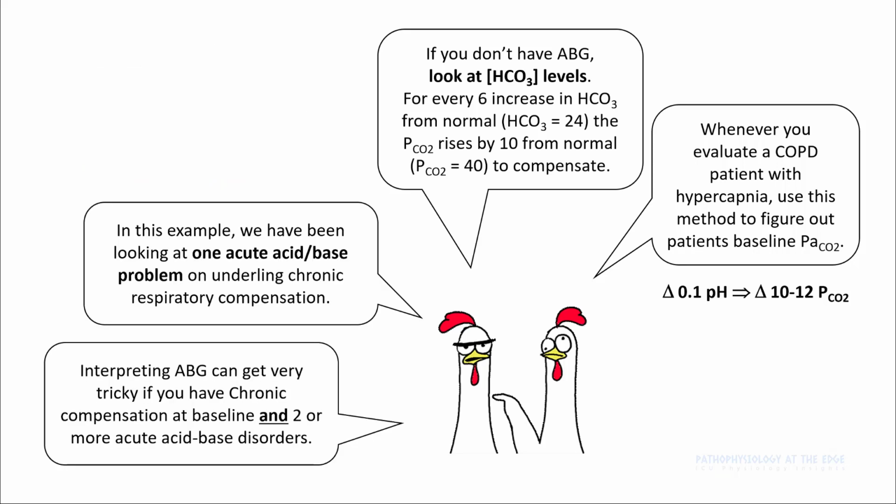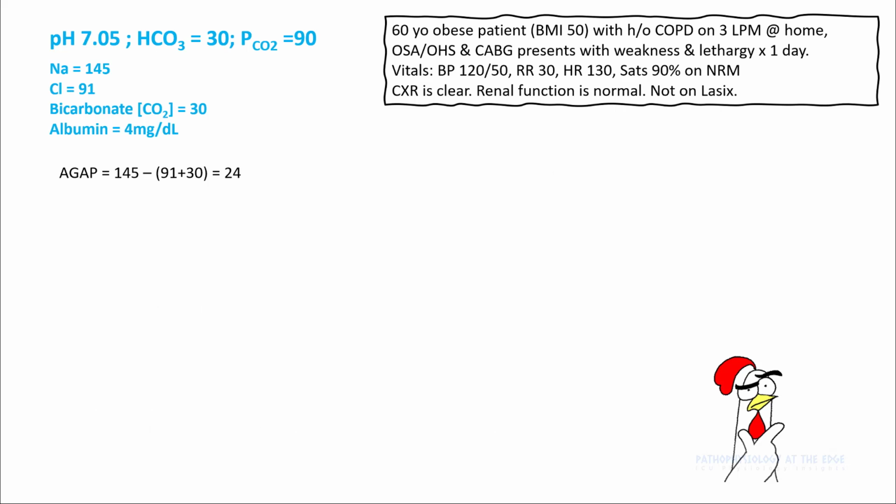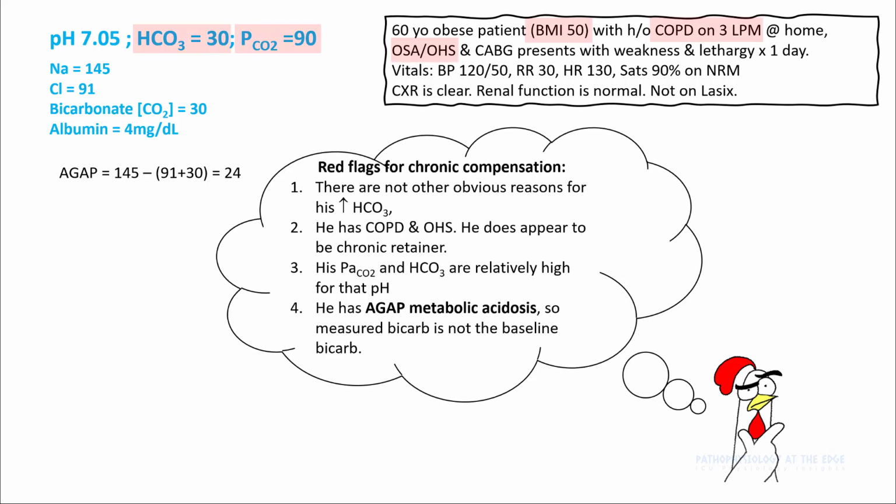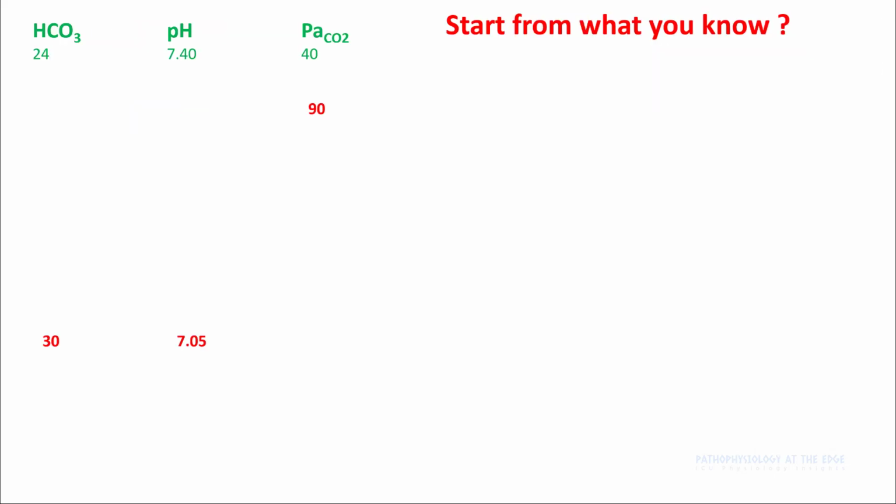In this example, we have looked at only one acute acid-base problem. Let's see if we can try to solve a combination of 2 or more acute acid-base disorders in chronically compensating patients. So this is another 60-year-old obese patient, and his pH is 7.05, bicarb is 30, and PCO2 is 90. And again, as we talked before, there are a lot of red flags for chronic compensation. He also seems to have anion gap metabolic acidosis with an anion gap of 24.